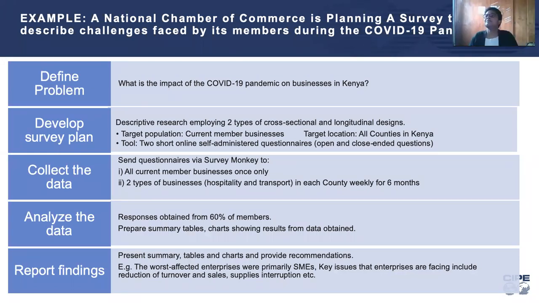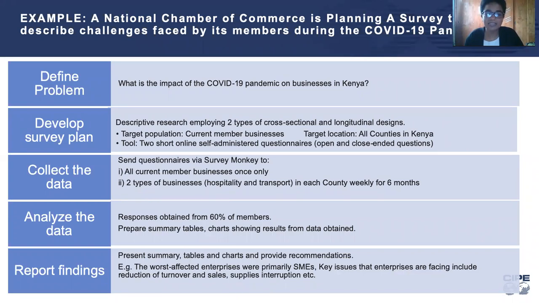So you've talked about the 5 different steps. And as I've said, there's a lot towards these different steps, and all of them need time. And you need to plan in advance what exactly you want to do. So for example, if you want to conduct a survey, I've just given an example. A National Chamber of Commerce is planning a survey to describe challenges faced by its members during the COVID-19 pandemic. So you want to understand how your members are responding and how businesses are being affected by this COVID pandemic. So an example question could be something like, what is the impact of COVID-19 to businesses in Kenya?